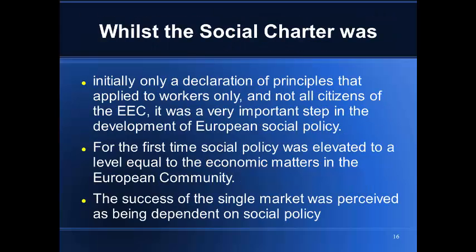Whilst the Social Charter was initially only a declaration of principles that applied to workers only, and not all citizens of the EEC, it was a very important step in the development of European social policy. For the first time, social policy was elevated to a level equal to the economic matters in the European community. The success of the single market was perceived as being dependent on social policy.